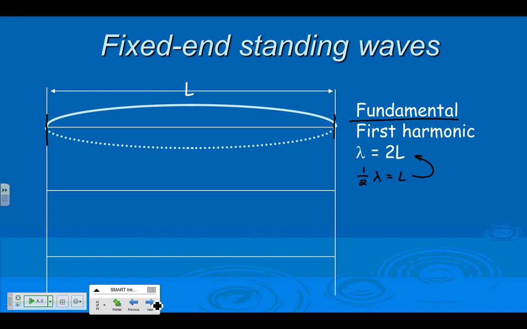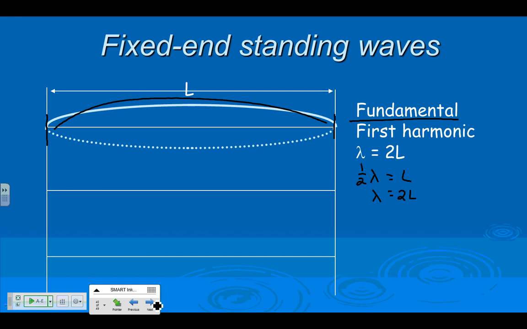See the mathematics there? So we start by saying, how much of a wavelength is there? There's 1/2 of a wavelength. And that 1/2 of a wavelength here represents the full distance L. So multiply by 2, and we end up with a wavelength that's twice the distance between the posts.